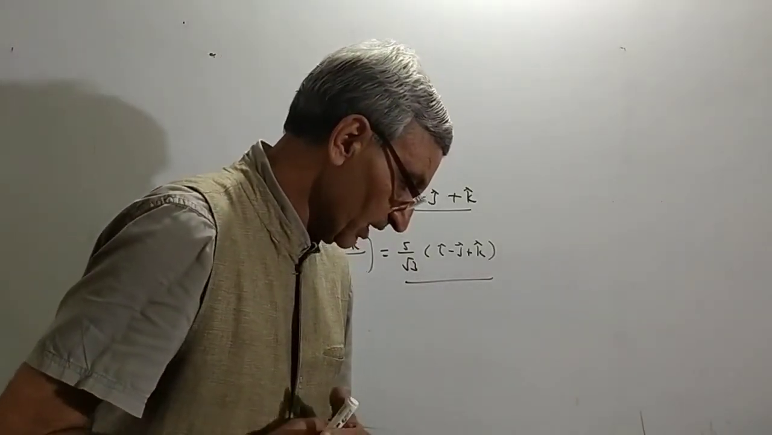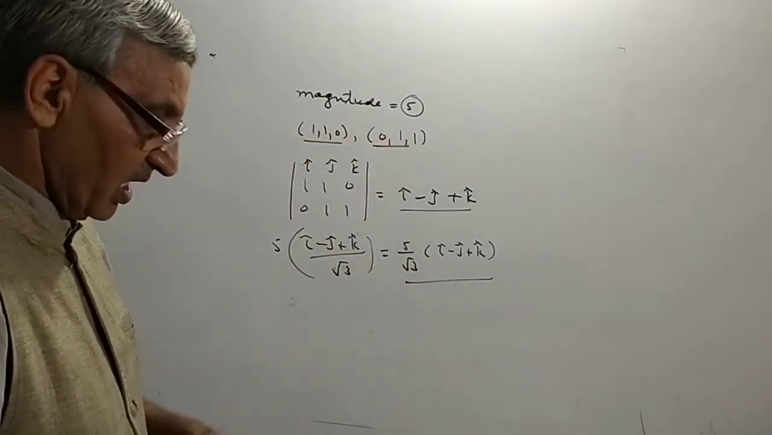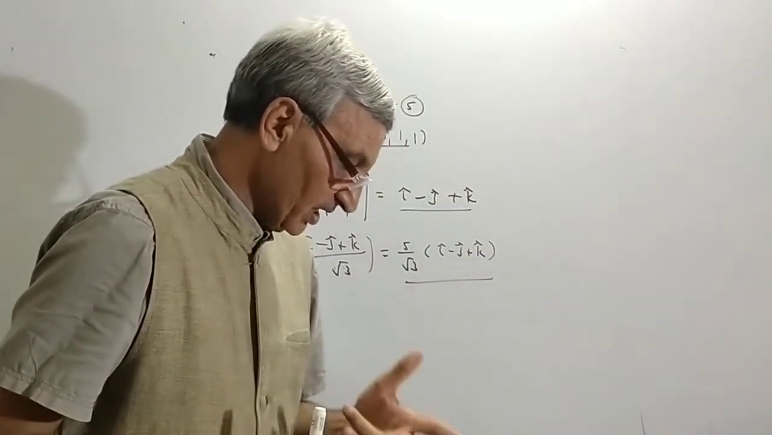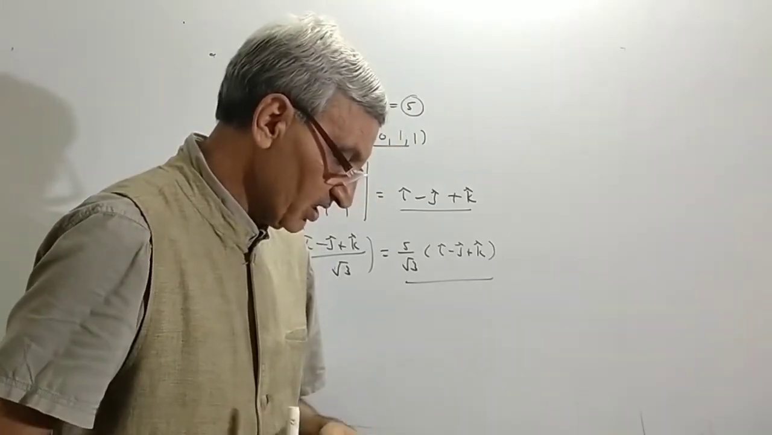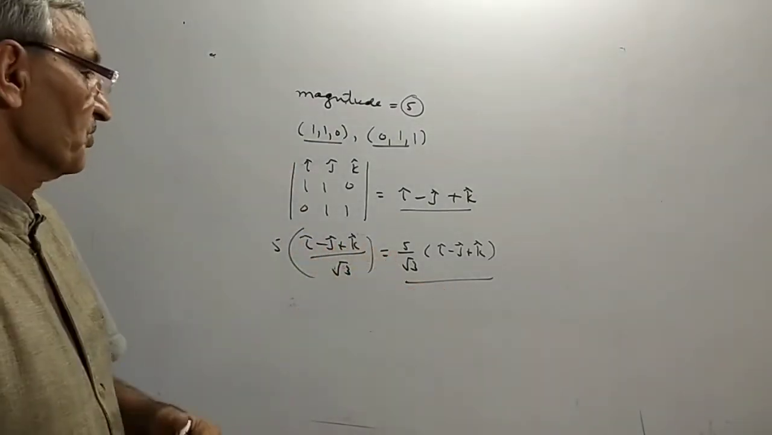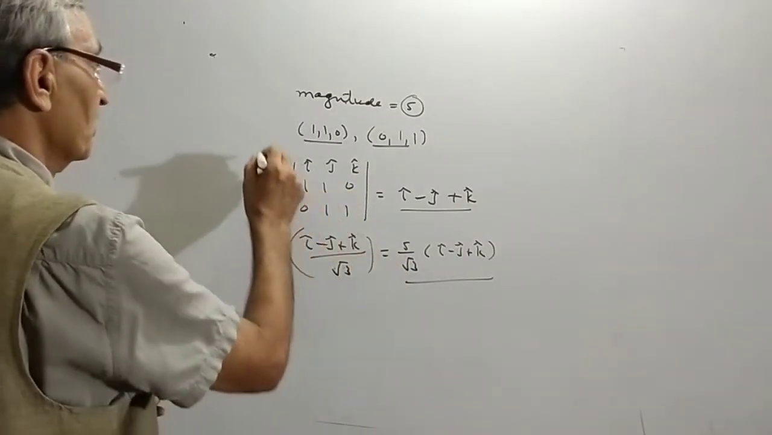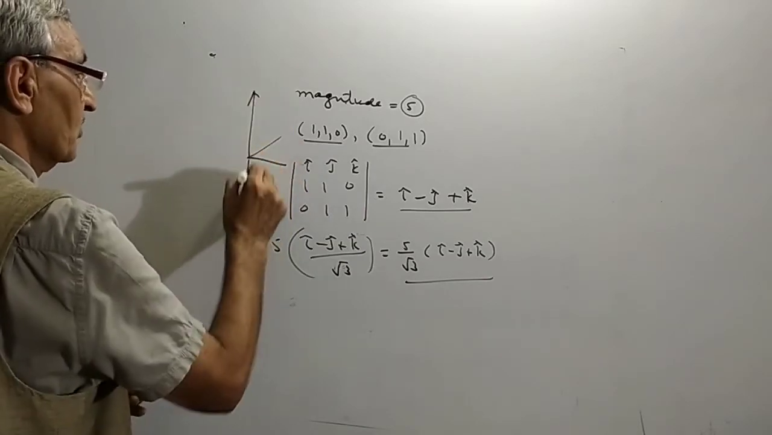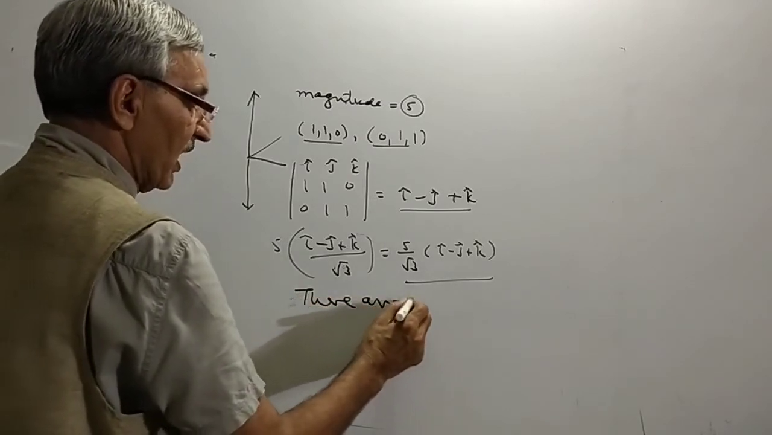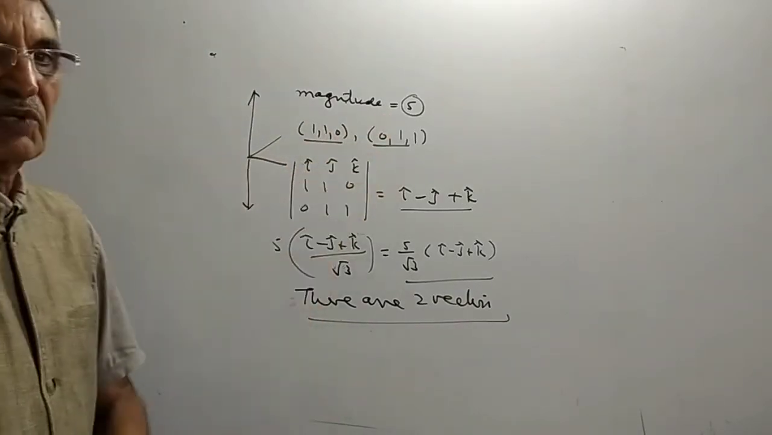How many vectors are there perpendicular to A and B whose magnitude is equal to 5? This is one vector we have got here, and it can be plus or minus. So there are two vectors perpendicular at a point, one on this side or one on this side. So there are two vectors perpendicular to the given two vectors, with the given magnitude equal to 5.